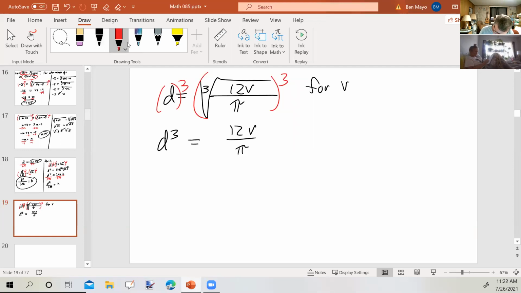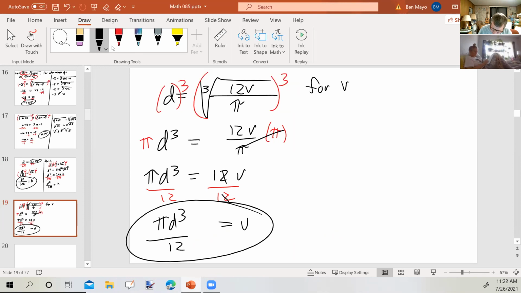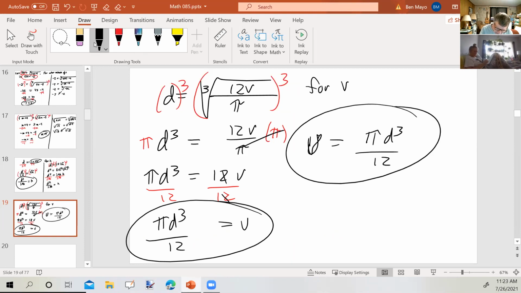So my next move, I'm going to multiply both sides by pi. So I get pi d cubed equals 12v. And then I'll come back and divide both sides by 12. So v equals pi d cubed over 12. Or you could write it v equals pi d cubed. That's supposed to be a v. It's a pretty sad looking v there. Okay.